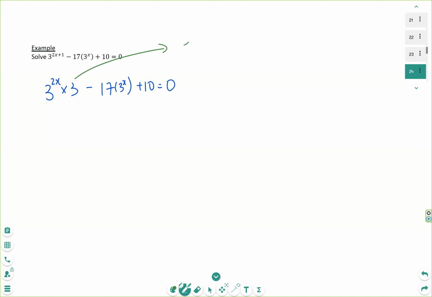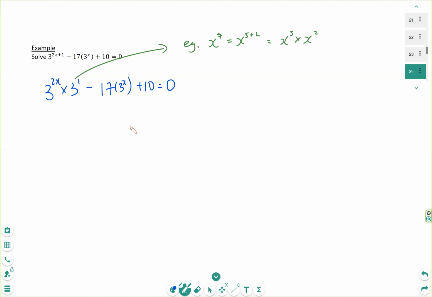Okay, e.g., if you've got x to the power of 7, which is x to the power of 5 plus 2, you could write it as x to the power of 5 times x to the power of 2. So same thing, 3 to the power of 2x plus 1 in the power, we can break it out into 3 to the power of 2x times 3 to the power of 1. All right? Then this becomes a disguised quadratic.